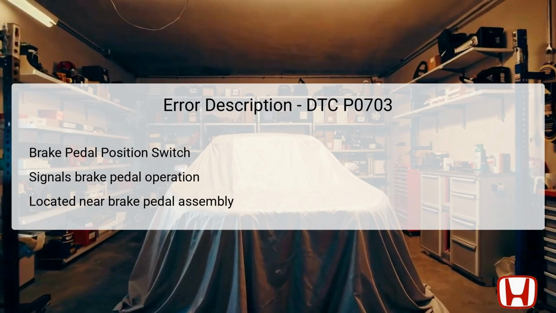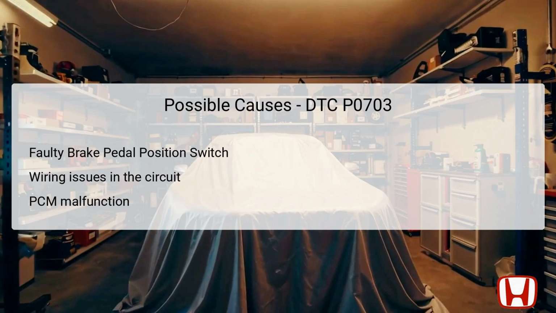P0703, it means the signal sent does not correlate properly with expected brake pedal operations. This inconsistency can lead to safety concerns, as the vehicle's response to braking may be compromised. As a vital safety feature, ensuring the proper functioning of this switch is essential for the overall integrity of the vehicle's braking system. Several factors can lead to the occurrence of DTC P0703.